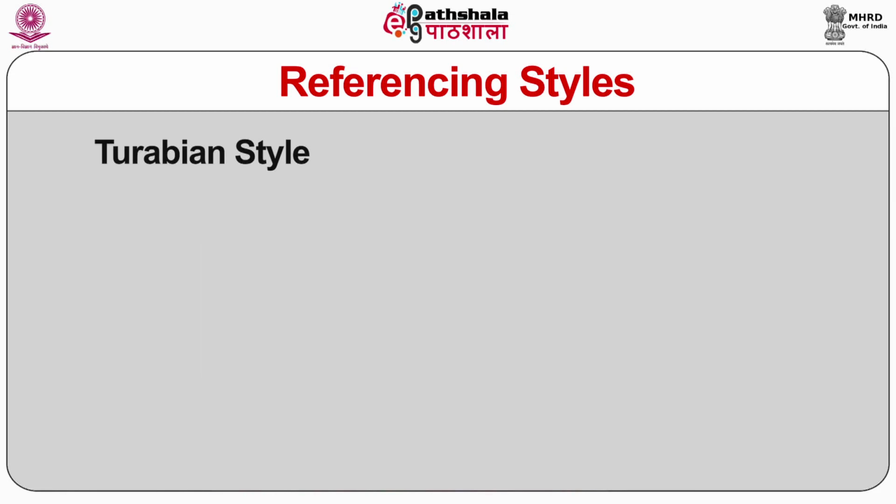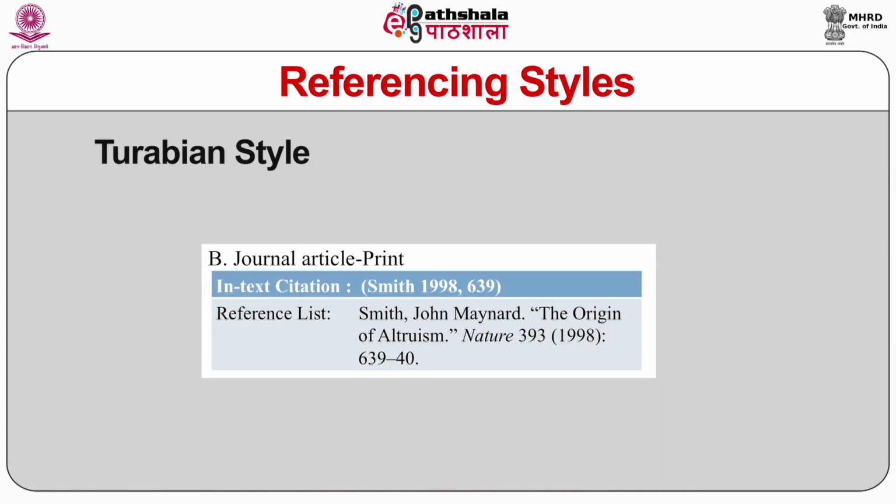In case the journal is in printed form, the in-text citation will be Smith 1999 with the page number, and the complete detail will be given in the references at the end. The complete name will be given first, Smith John Maynard, with the title Origin of Altruism, published in Nature 393 volume in the year 1998, under the pages 639 to 40.